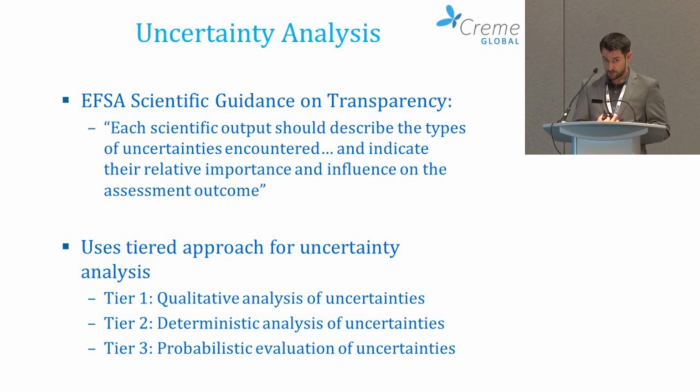EFSA proposed a tiered approach to uncertainty, so looking at different levels of detail. Tier 1 would just be a qualitative analysis, so you just describe the different sources of uncertainty and how they impact on your exposure assessment. A tier 2 would be a quantitative analysis, so you try and quantify it and put numbers on it. Tier 3 would be much more sophisticated. You do a probabilistic evaluation, so you put distributions and you might use a more sophisticated technique like two-dimensional Monte Carlo assessment or something like that.